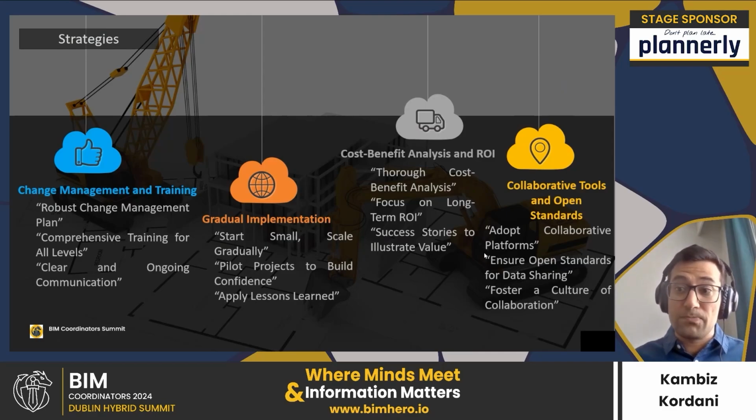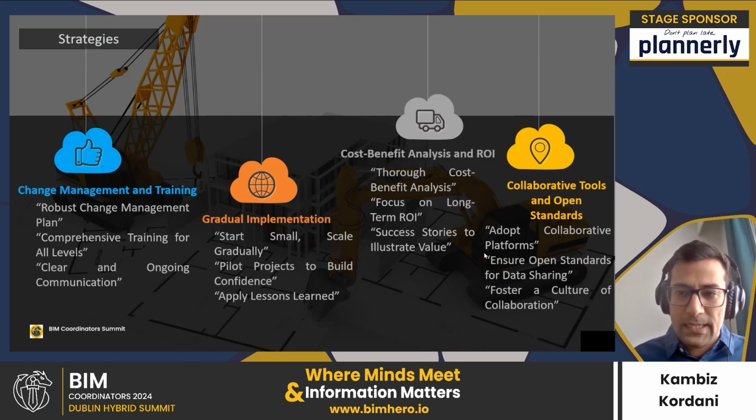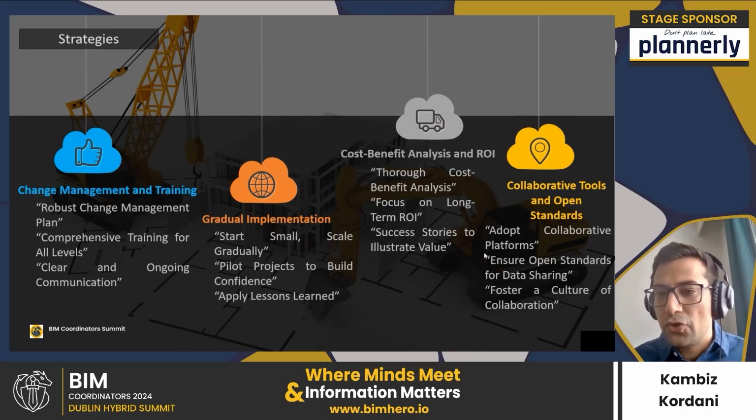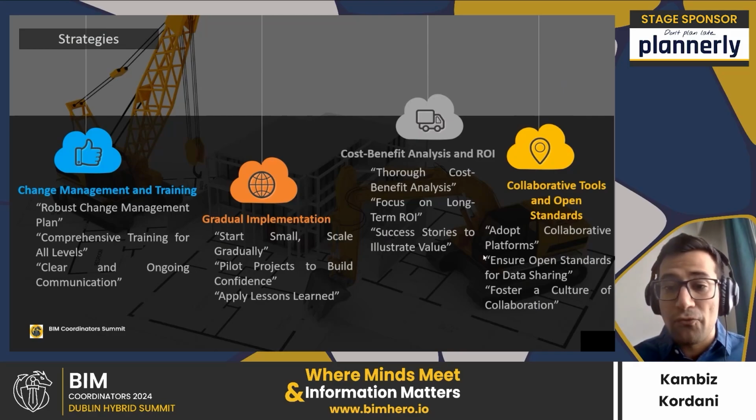The first and perhaps most crucial strategy is the implementation of a robust change management strategy. Change is never easy, especially in an industry that relies on established practices. To overcome resistance, it's essential to approach BIM adoption with a clear plan that includes comprehensive training, education, and clear communication. Training should be tailored to different levels of expertise, ensuring that everyone from project managers to on-site workers understands how BIM will impact their roles and the overall project.